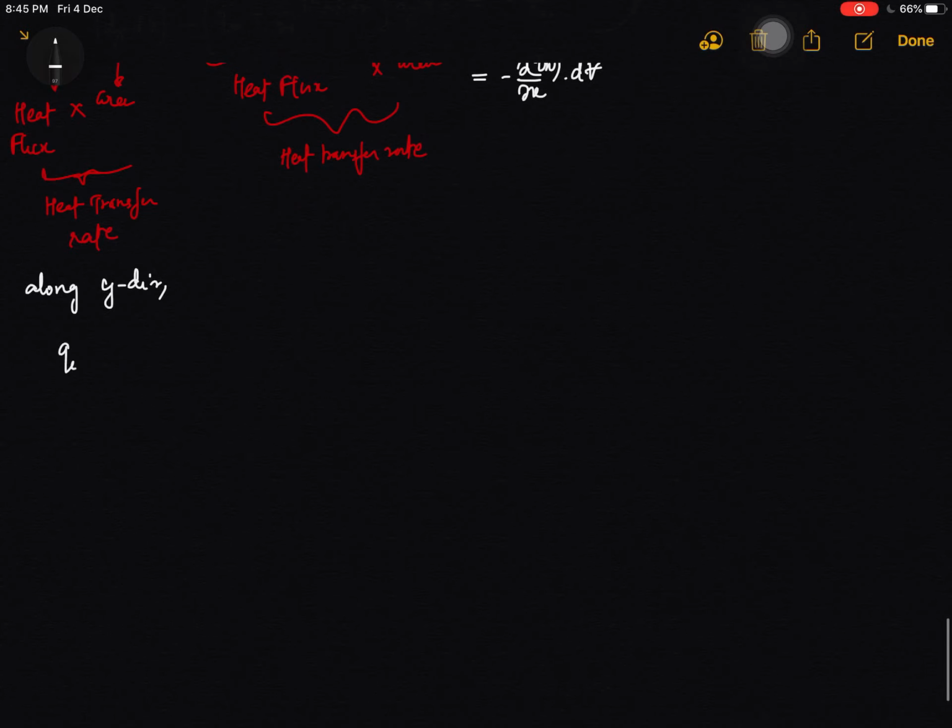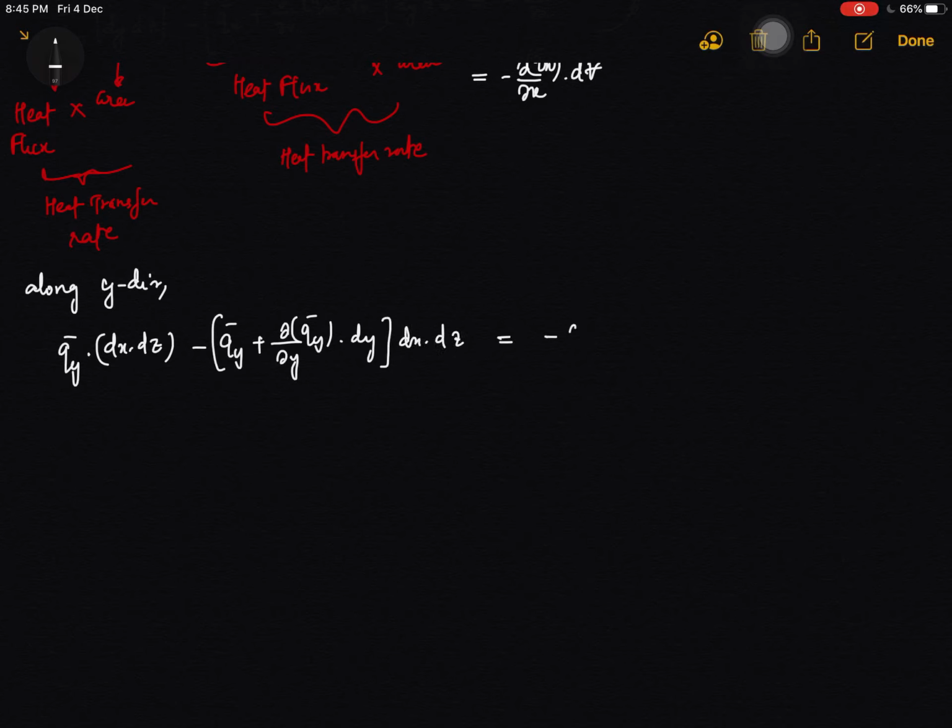Along the y direction we can write qy bar, the heat flux along the y direction, into the area dx into dz, minus qy bar plus dou by dou y of qy bar into dy, into the area dx into dz, and this will be equal to minus dou by dou y of qy bar into dV. Since dx into dy into dz is nothing but dV, the differential element volume.